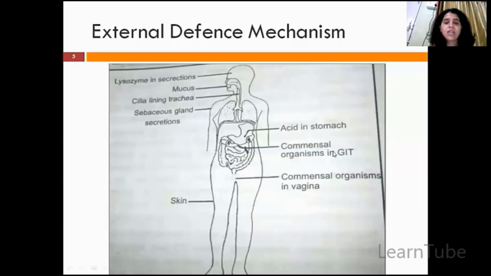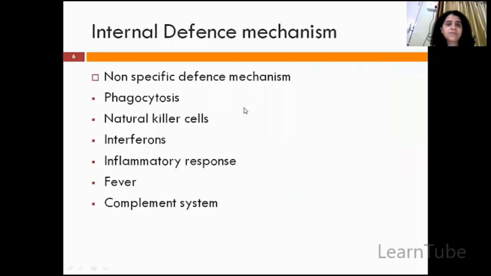Then commensal organisms in the GIT. The GIT usually contains some microbes, that are lactobacillus, E. coli and others, which help in the digestion process. And on the other hand, if any other bacteria infect, they will also be killed. There are also some microorganisms present in the vagina. They help the vagina to keep clean and to fight back any infection if it takes place. So this is how the external defense mechanism works.